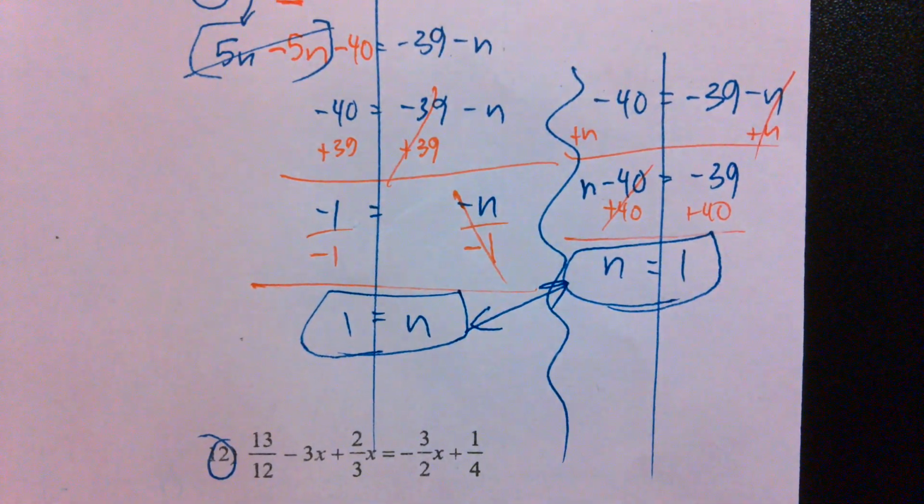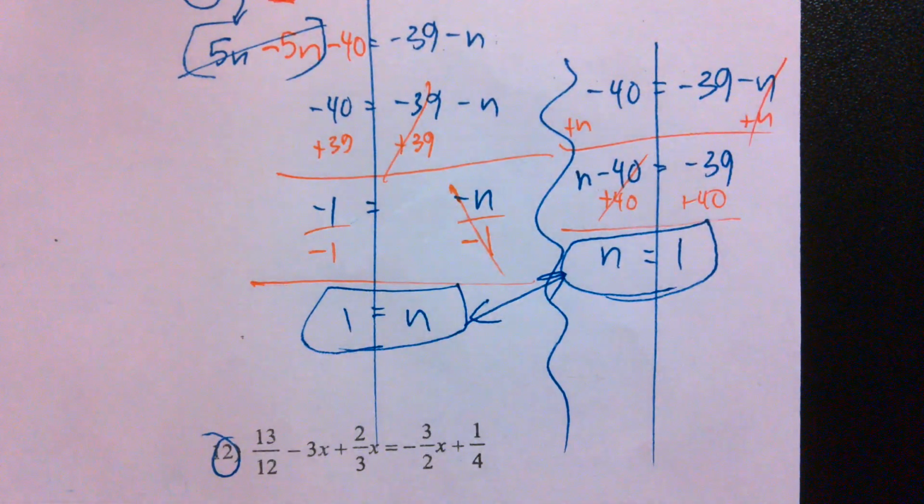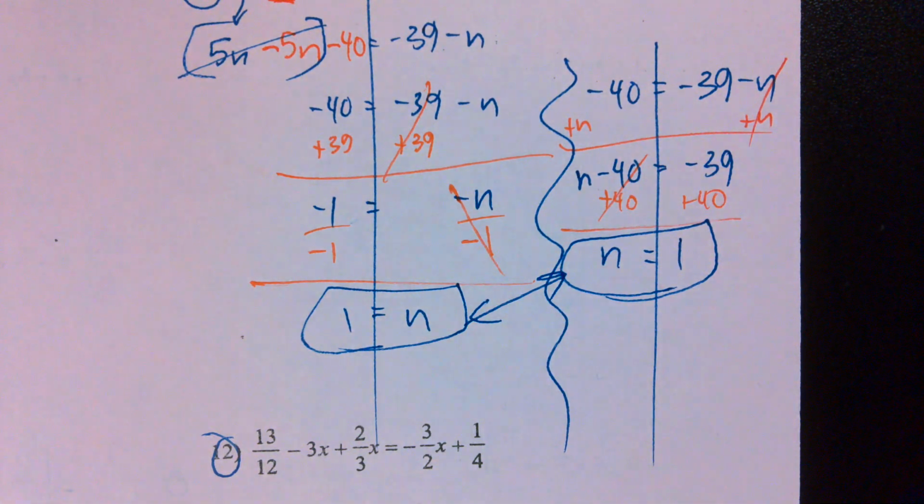So either way, we get the same answer. N equals +1 or 1 equals n. It doesn't matter what side the variable's on. Typically, we like to have it on the left, but it doesn't really matter.